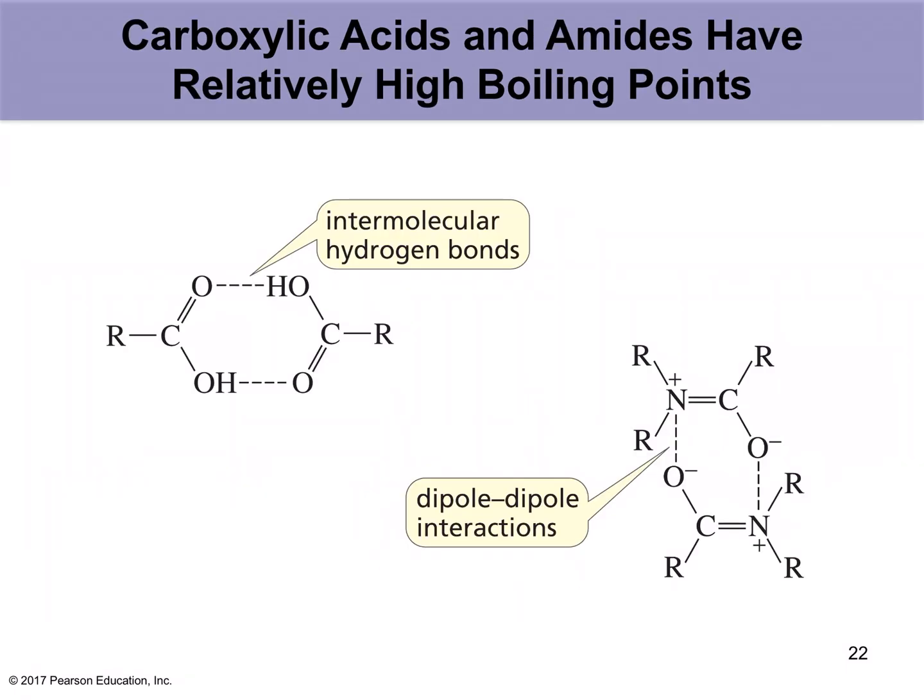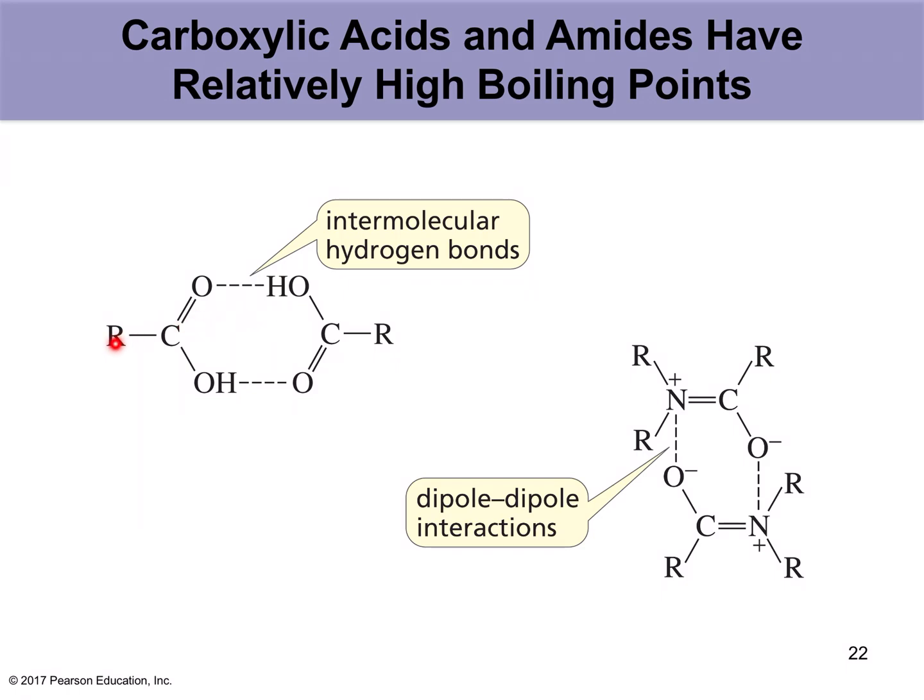Now, why do carboxylic acids and amides have relatively high boiling points? So this is a carboxylic acid. You can see that between two carboxylic acids, you can have intermolecular hydrogen bonds. The hydrogen bonds are formed between a hydrogen and any other small, highly electron dense atoms like nitrogen, oxygen, fluorine. Only nitrogen, oxygen, fluorine, when they attach to hydrogen, can form hydrogen bonds.